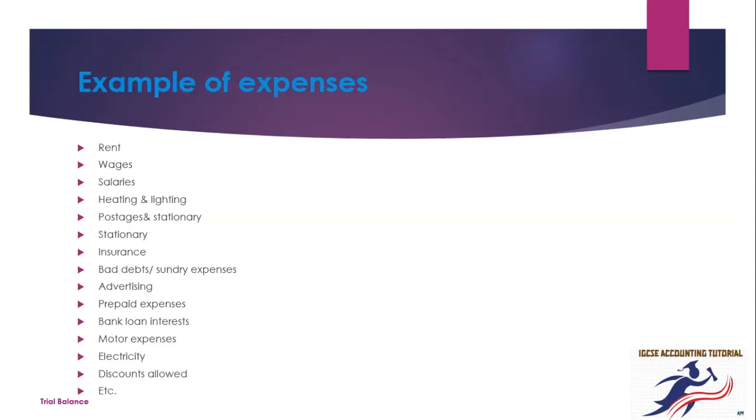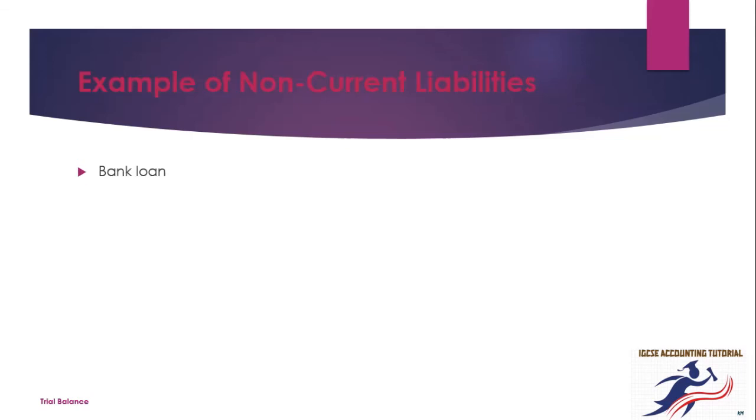Look at the examples of expenses, which are also placed on the debit side of the trial balance. The common expenses are rent, wages, salaries, heating and lighting, postage and stationery, insurance, bad debts, that is also called sundry expenses, advertising, prepaid expenses, bank loan interest, motor expenses, electricity, discounts allowed, and many more.